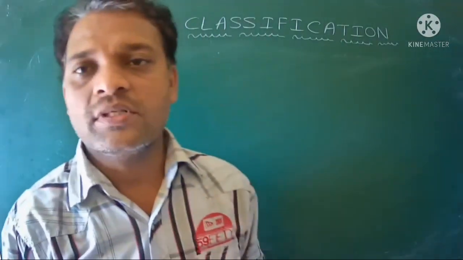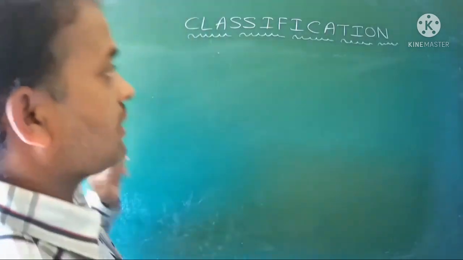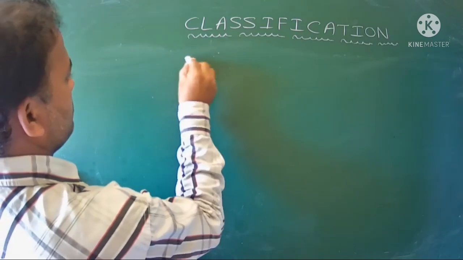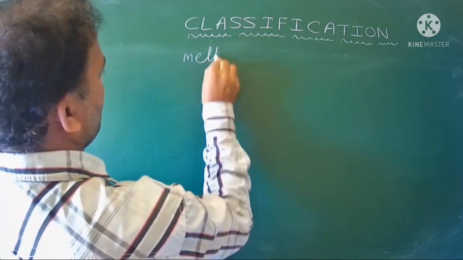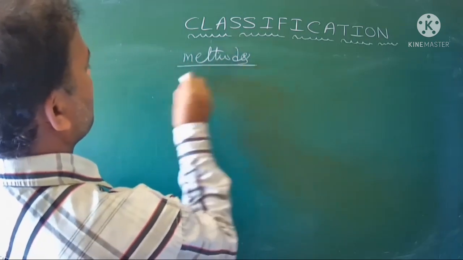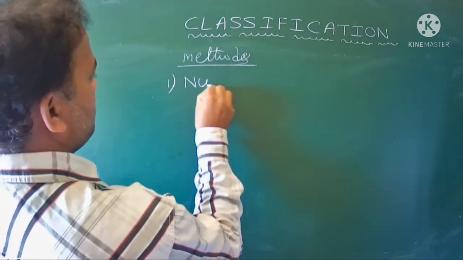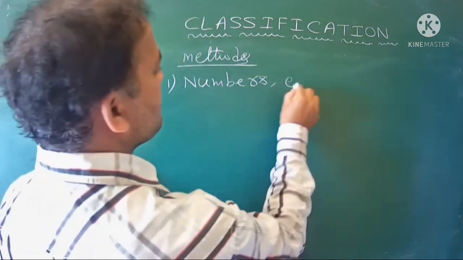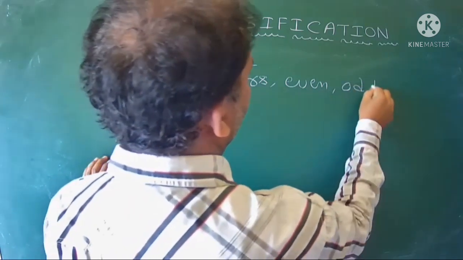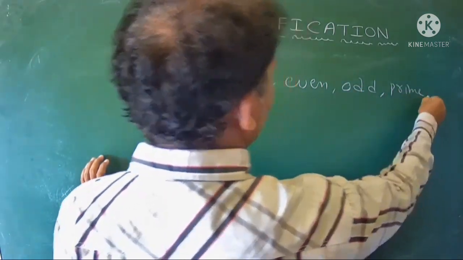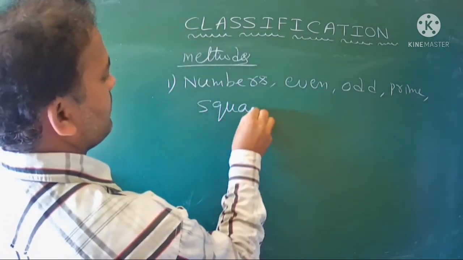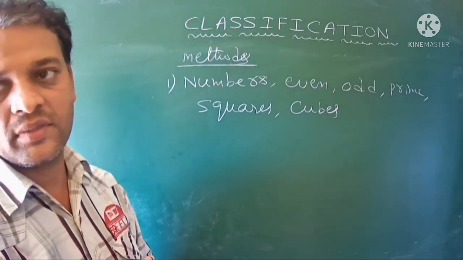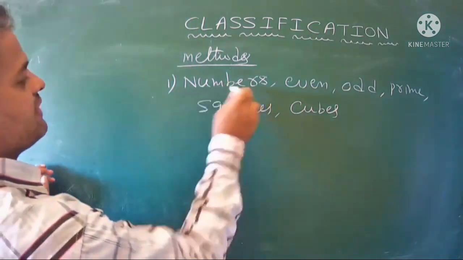Next, what are the types of classification methods they ask about? For example, if it is numbers: natural numbers, even numbers, odd numbers, prime numbers, squares and cubes. These are the methods of sums they ask.